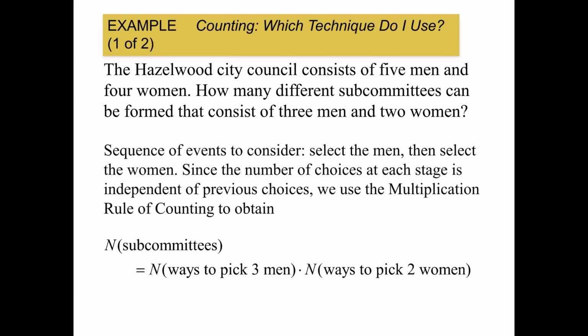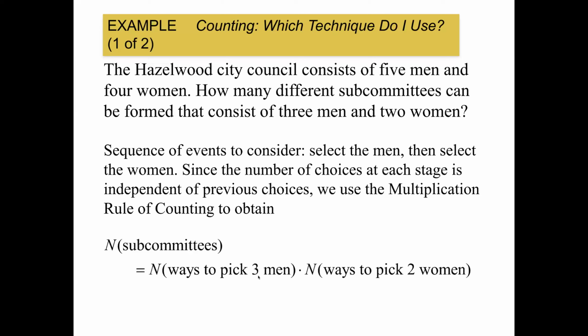So there's a sequence of events here. Remember what we asked: is there a sequence of events? Select the men, then select the women. So we have the first times the second. Since the number of choices is independent of the previous choices, we use the multiplication rule of counting. In other words, we can treat this like the menu items problem.